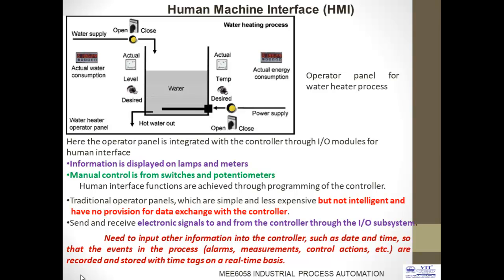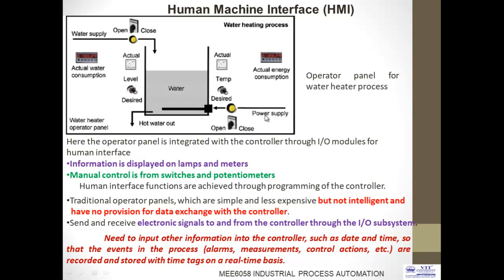That means it needs to input other information. So sometimes it takes other information from the controller, such as date and time. For example, with respect to this time, the temperature is 30 degrees centigrade. With respect to this second, the temperature is 30 degrees centigrade. We can monitor the entire process with respect to the date and time, as in a line format. That means we can say there's a line format in the industry.